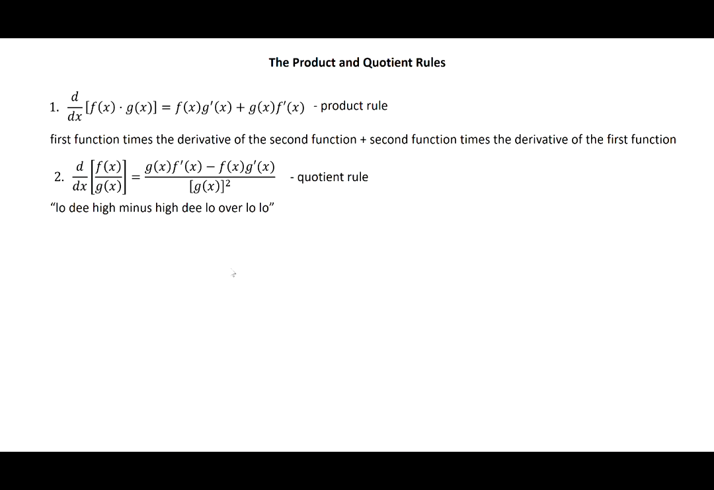So, folks, what's the quotient rule? Low d high minus high d low over low low. What does it mean? Low means the denominator, L-O-W, low, right? D high means the derivative of the high, which is the top. Denominator times the derivative of the numerator minus high, the numerator, d low, the derivative of the denominator, all over low, denominator squared, right? Denominator times denominator. That's the idea. So that's how the quotient rule works. Low d high minus high d low over low low. All right. Let's look at this guy.